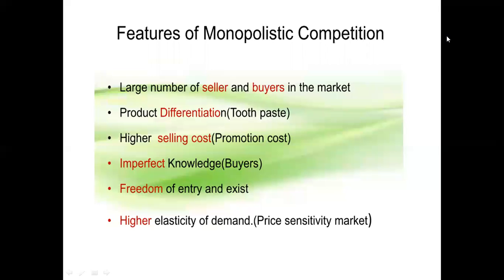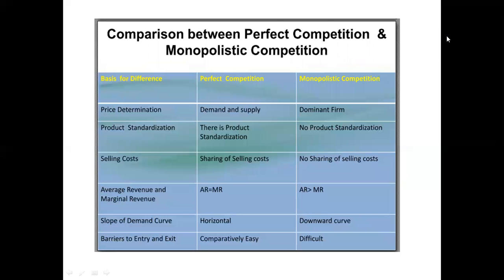Then the features of monopolistic competition: there are a large number of buyers and sellers in the market, product differentiation is there, higher selling cost is there, imperfect knowledge, and there is freedom of entry and exit, and higher elasticity of demand is there. So, comparison between perfect competition and monopolistic competition on the basis of price determination.